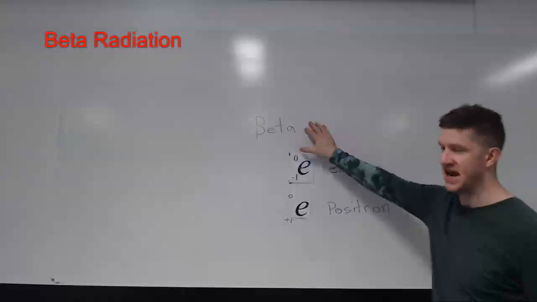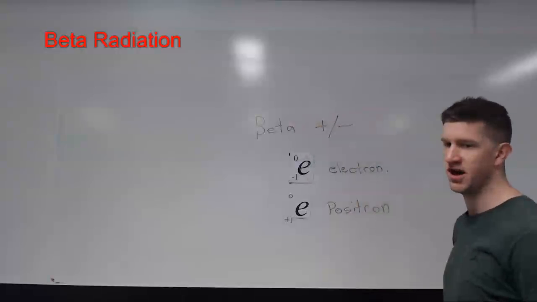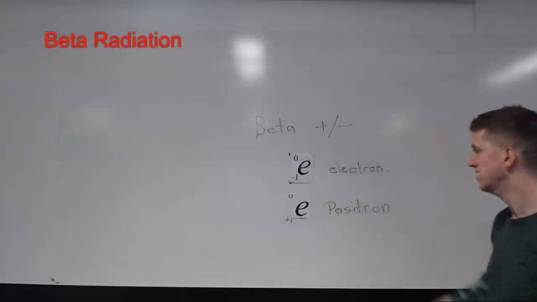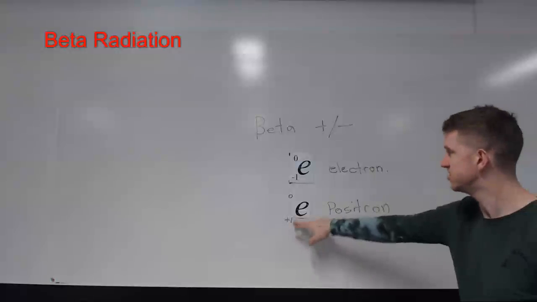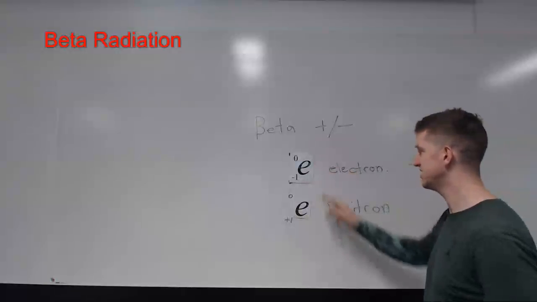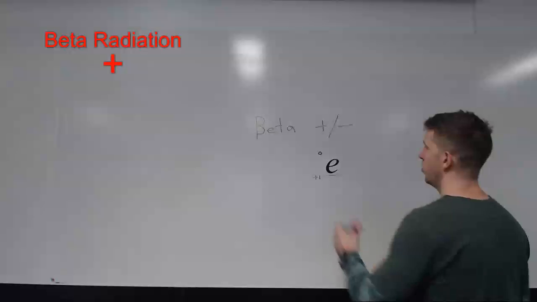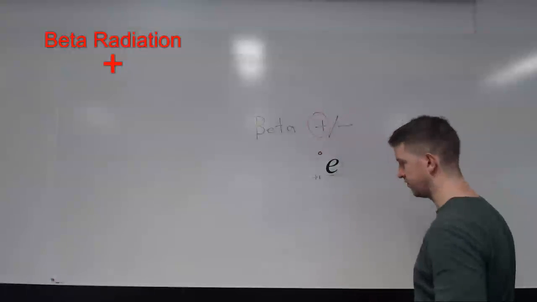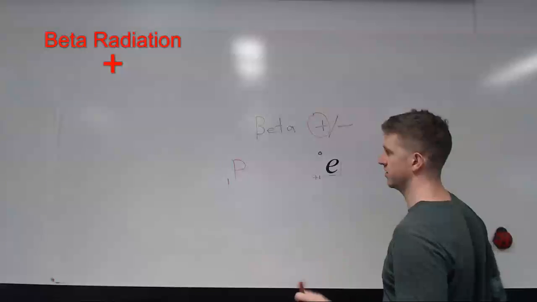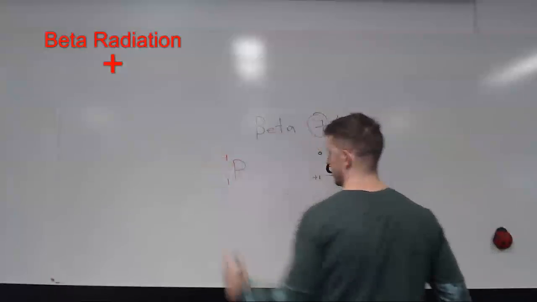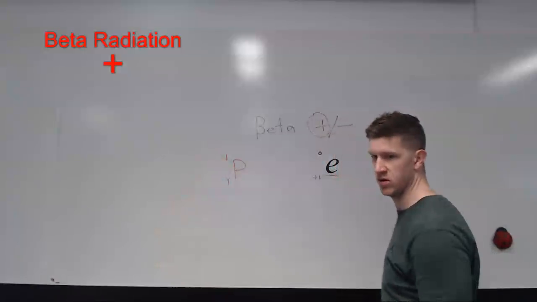So when we talk about beta, we're going to have beta plus and we're going to have beta minus. There's two types of beta radiation that we can get now. This is all to do with whether we produce an electron or whether we produce a positron. So positron, beta plus, electron, beta minus. Firstly, with beta plus radiation, it's important to know that if we start with a proton, a proton is going to look like a 1 and a 1.